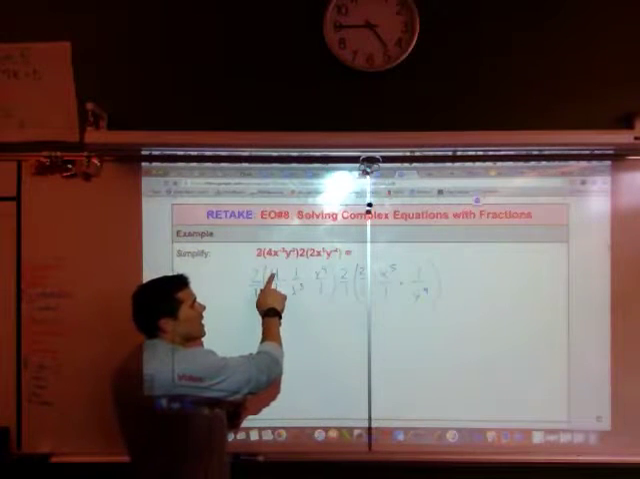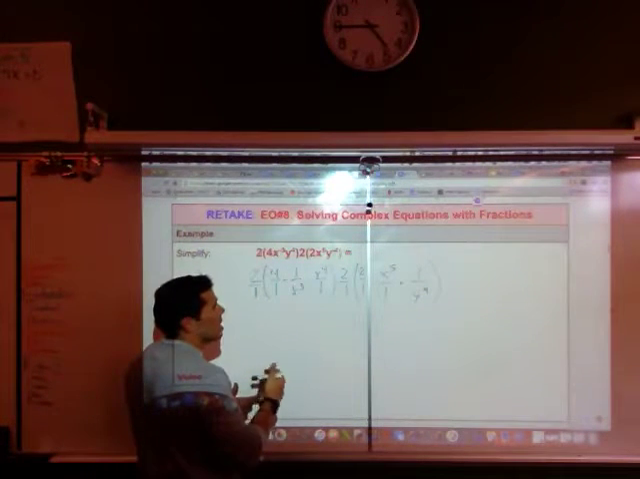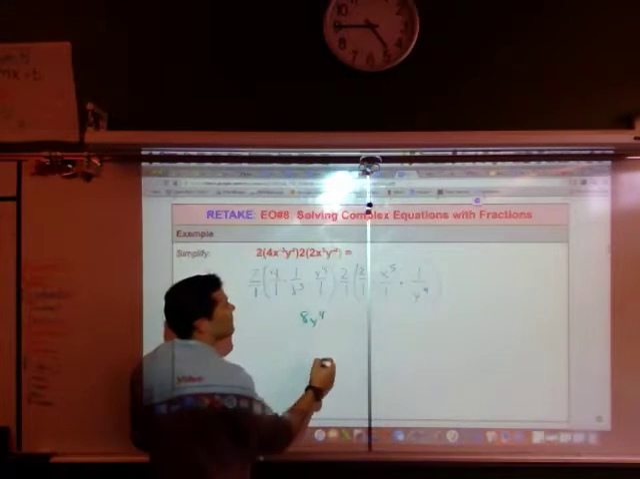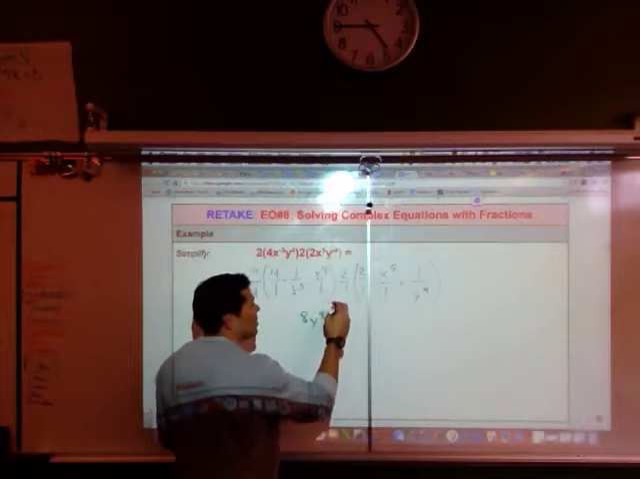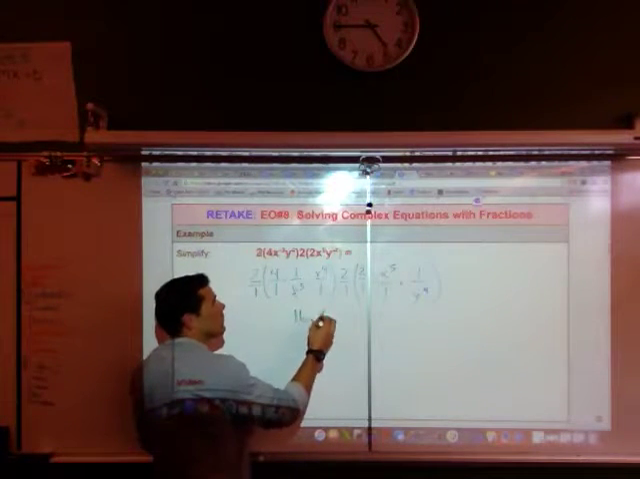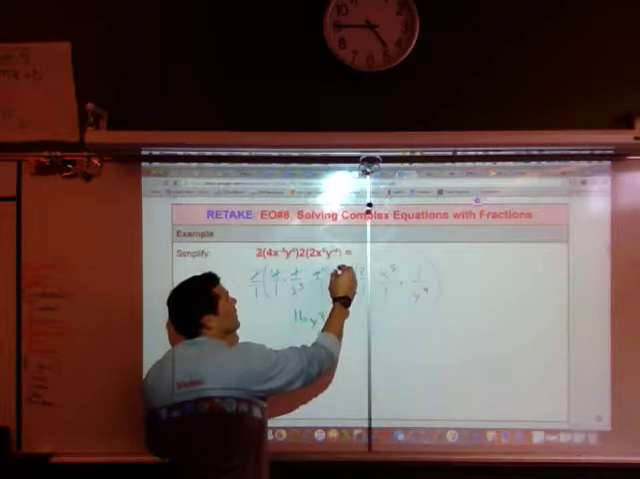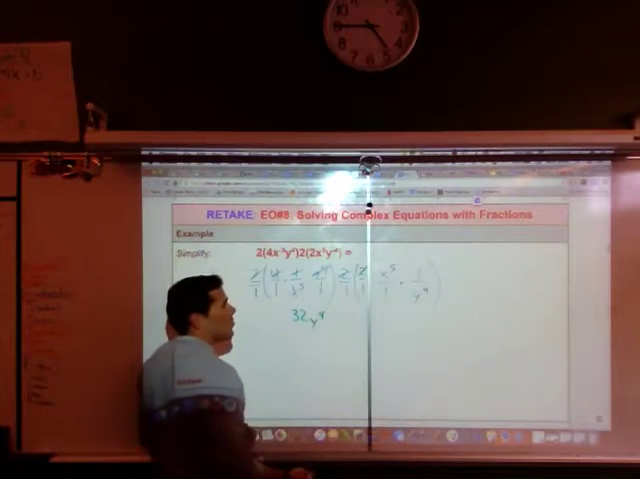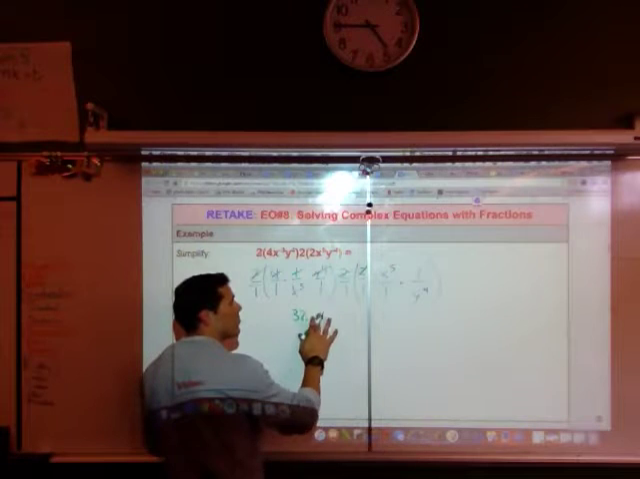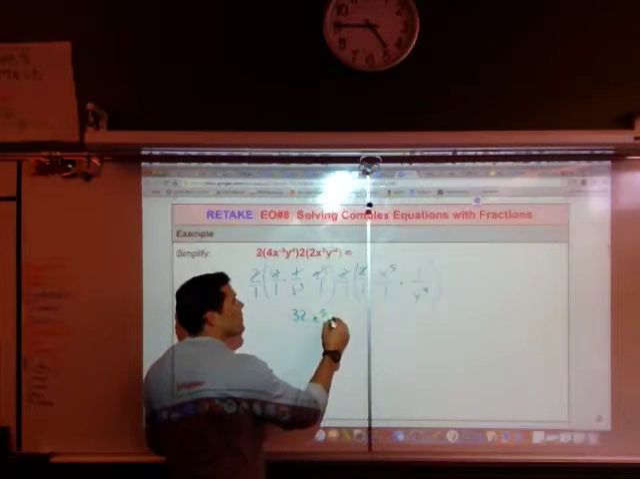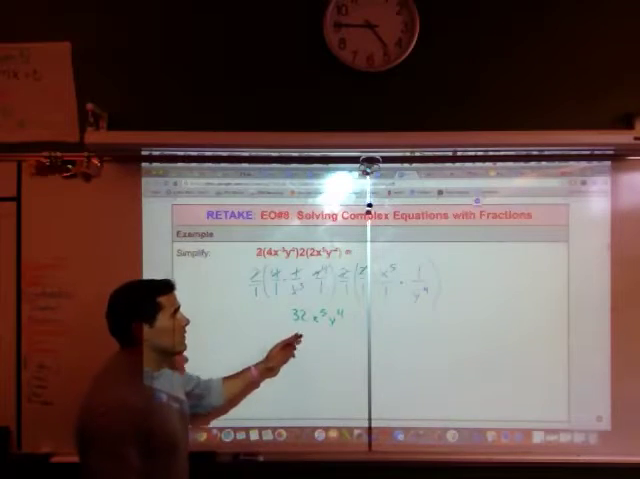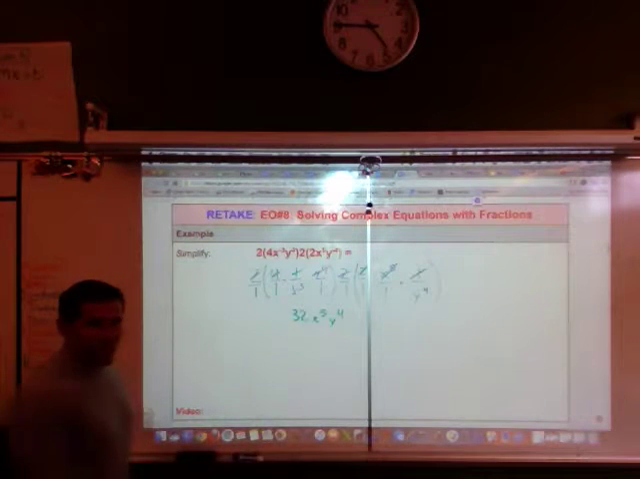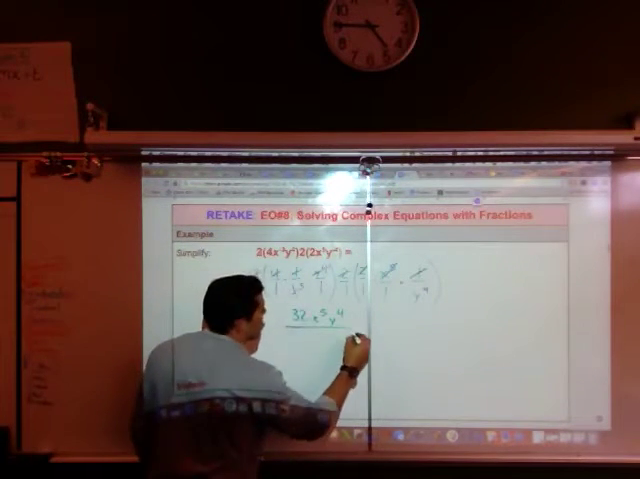So 2 times 4 is 8, times 1 is still 8, times y to the 4th is 8y to the 4th. I'm going to multiply that by a 2, which turns into 16y to the 4th. Then I'm going to multiply it by another 2, turns it into 32y to the 4th. Now I'm going to multiply by x to the 5th. Just so it's alphabetical, x comes before y, so x to the 5th times y to the 4th. So I had that going on for my numerator.